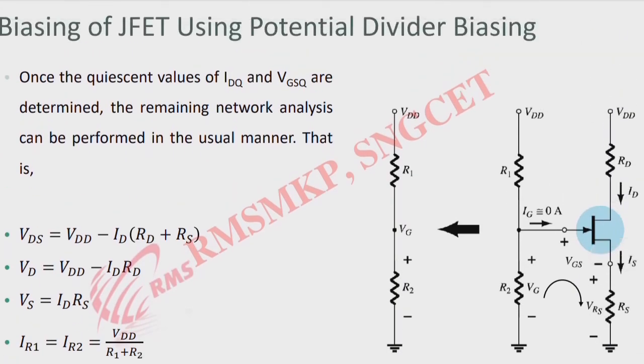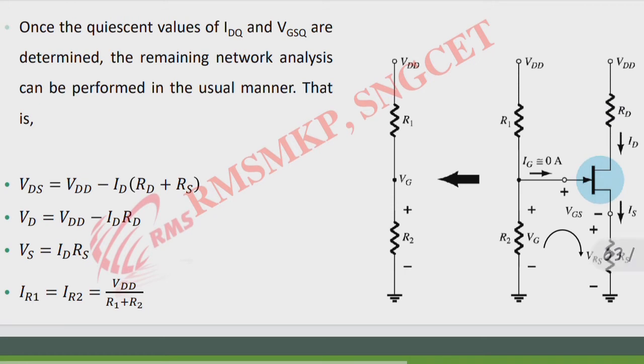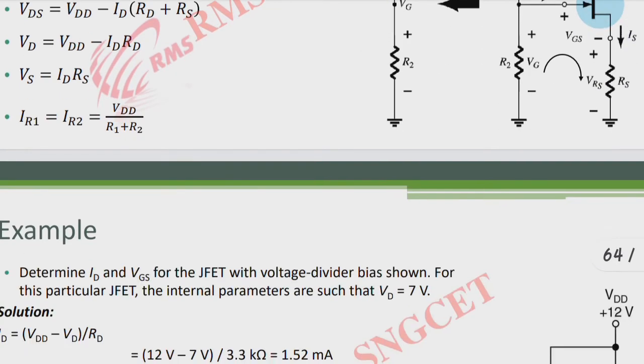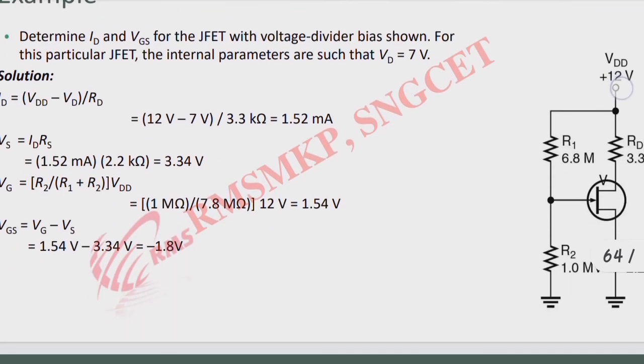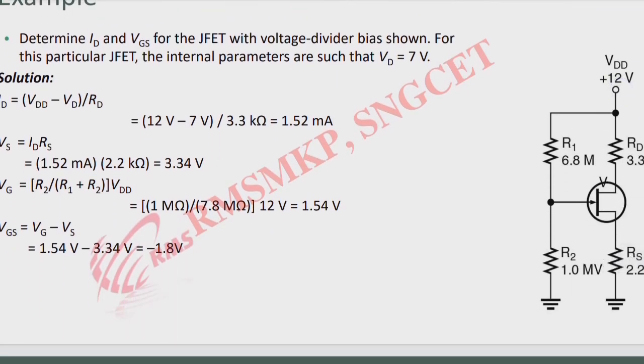Once the quiescent values of IDQ and VGSQ are determined, the remaining network analysis can be performed in the usual manner. That is, here VDS is equal to VD minus ID into RD plus RS, VD equal to VDD minus ID RD, VS is equal to ID RS, and IR1 equal to IR2 equal to VDD by R1 plus R2. Here you can do this question: determine ID and VGS for the JFET with voltage divider bias as shown. This particular JFET has internal parameter VP equal to 7 volt.